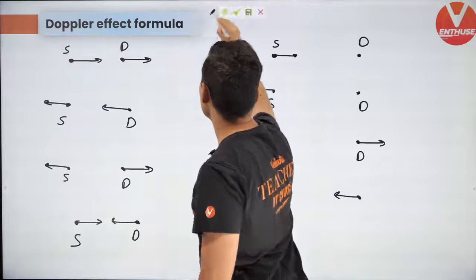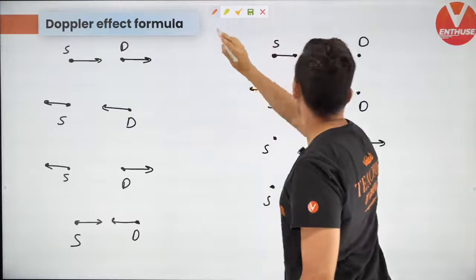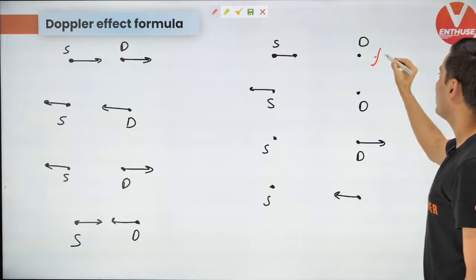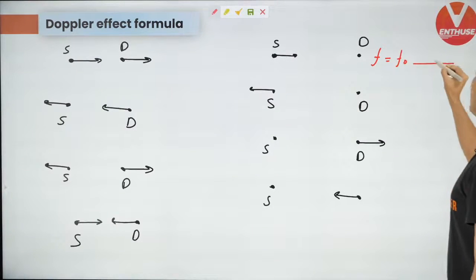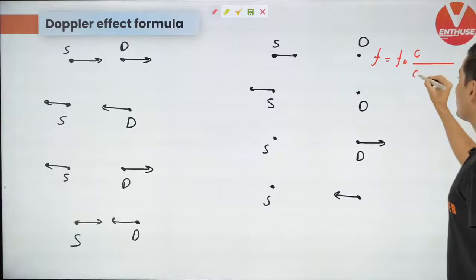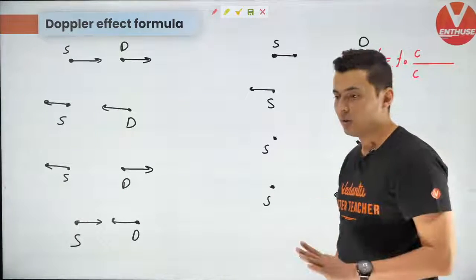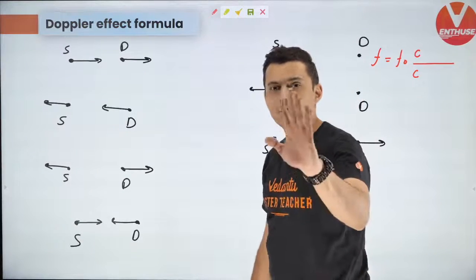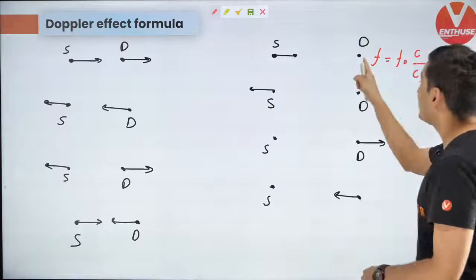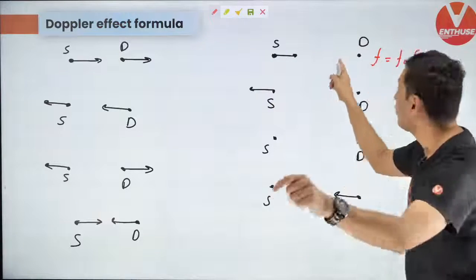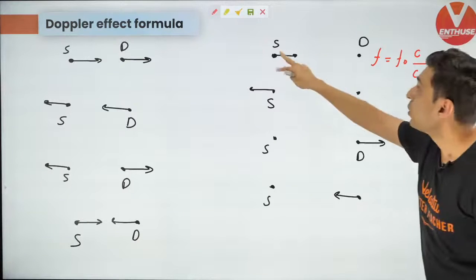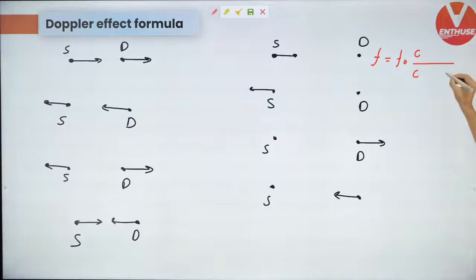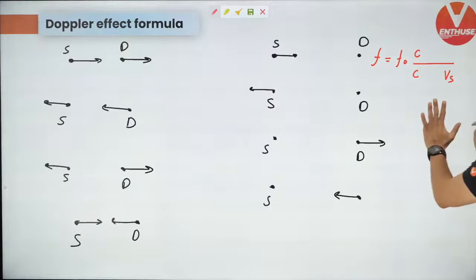So now let's see how the formula comes. See guys, that frequency heard by the detector will be f0. Remember C on the top, C below? That's it. Now listen to me carefully. Is the detector moving? No. Where does the detector come? On the top. So there is nothing on the top. Who is moving? Source. Where does source come? Below. So just put Vs. Okay, I hope this is clear.